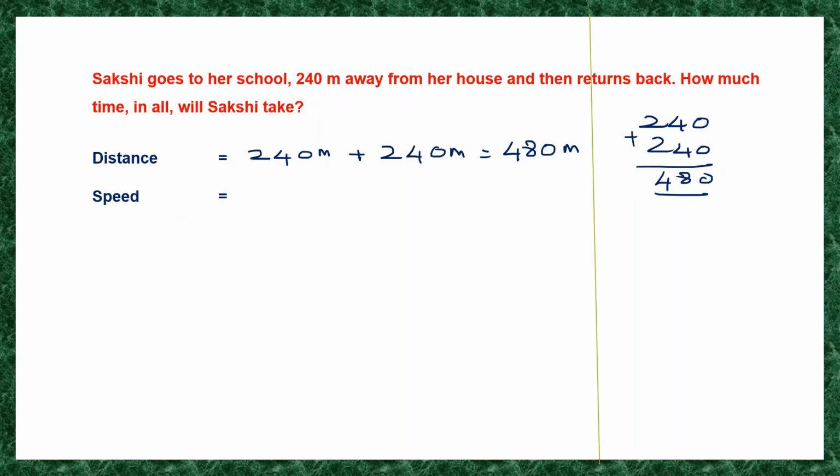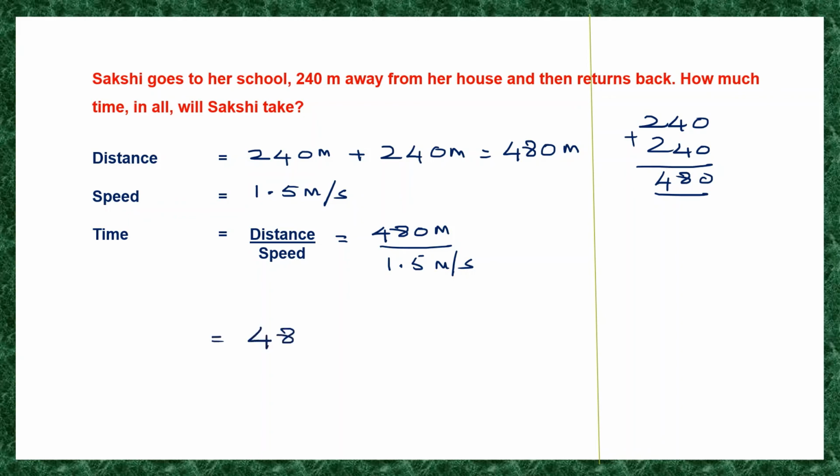Now, what else is given to us? Speed is what we found out to be 1.5 meter per second. Now here we are asked to find how much time she will take. The time is distance by speed. So distance is in meters, so 480 meters, and speed is 1.5 meters per second. So there's nothing more to convert here. We just have to divide 480 by 1.5. So that is 480 divided by 1.5. 1.5 is the decimal number. Let's make it a whole number.